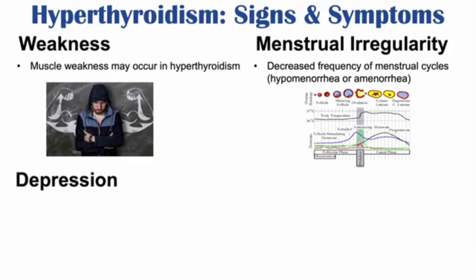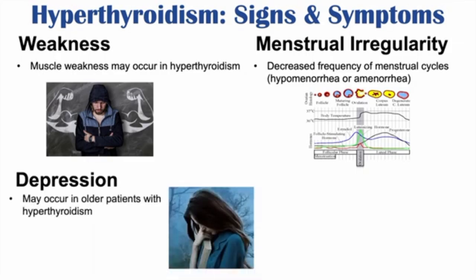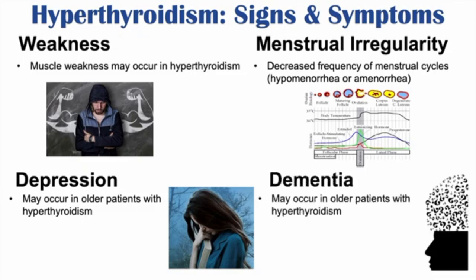Depression can also occur in these patients. Depression that occurs in hyperthyroidism is more likely to occur in older patients who have hyperthyroidism. And then dementia or dementia-like symptoms can also occur in hyperthyroidism. And this, again, most often occurs in older patients. So older patients with hyperthyroidism can have a couple of extra symptoms that they may experience. Depression and dementia are two of them.